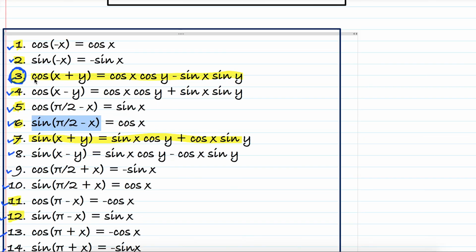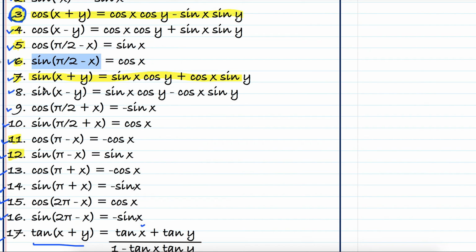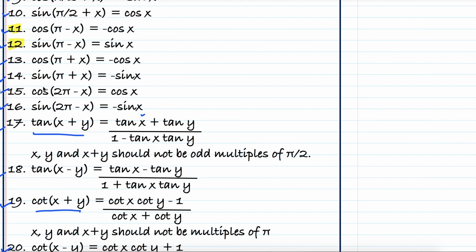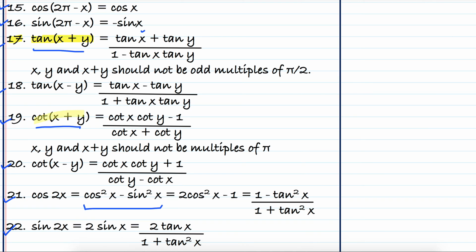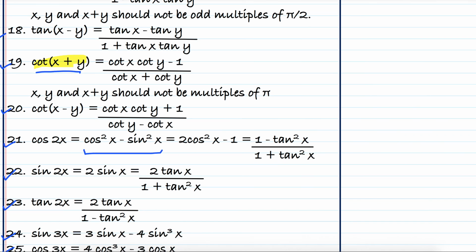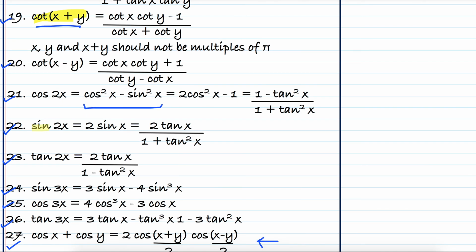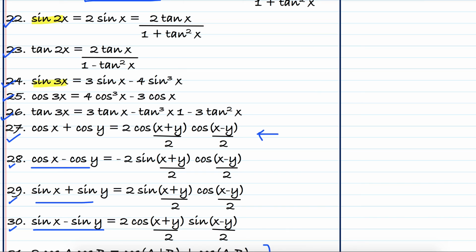Although it is worth remembering, these cos (x plus y) and sin (x plus y), at least you should remember. Then tan (x plus y), this also you should remember. And cot (x plus y). If you know plus y, you can simply change the sign of terms containing y, and that will do for x minus y. And then sin 2x and cos 2x, sin 3x, cos 3x.